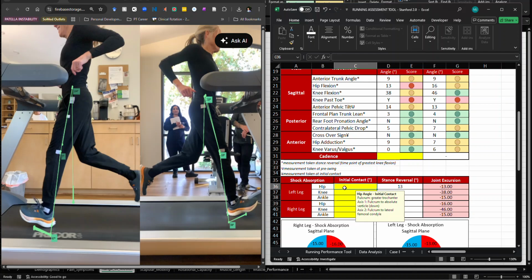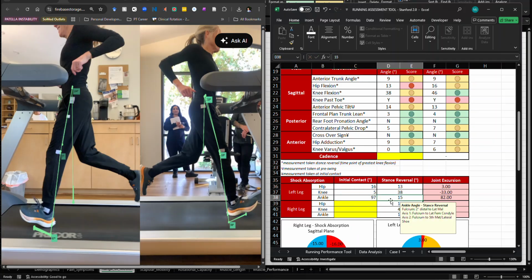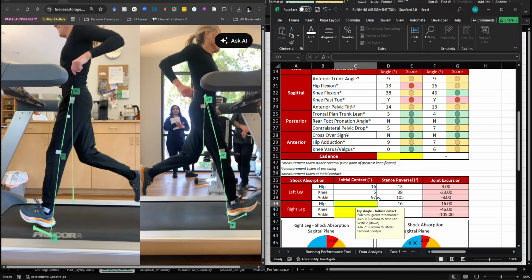So at the hip, we're at 167. So she starts at 16 degrees of hip flexion. Knee is at 5 degrees at initial contact. And then we are at 97 degrees. And this is week 5. This would be 5 if we're going to keep the same numerical orientation, around 97 degrees.